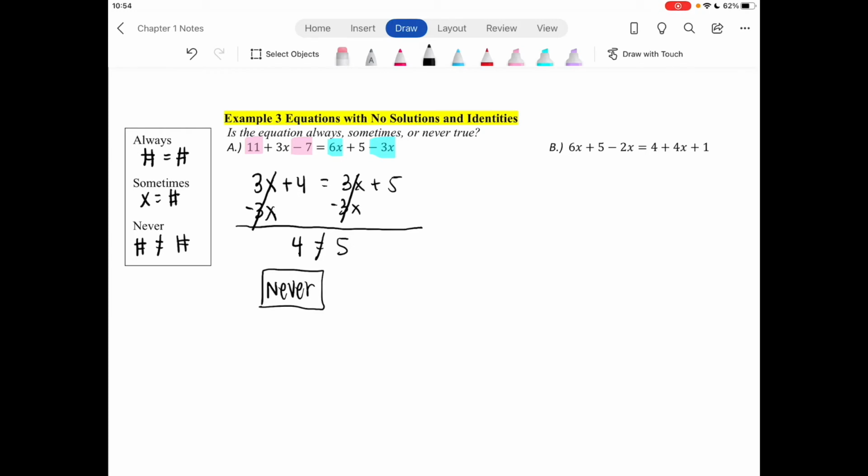Go ahead and try the next one. Remember to combine your like terms on each side of the equation before moving on.